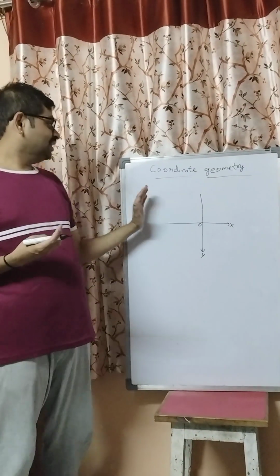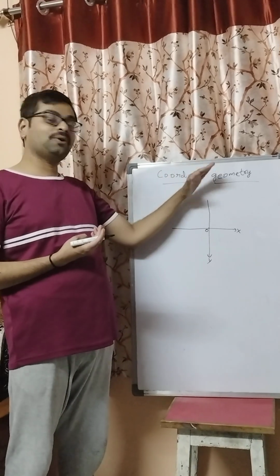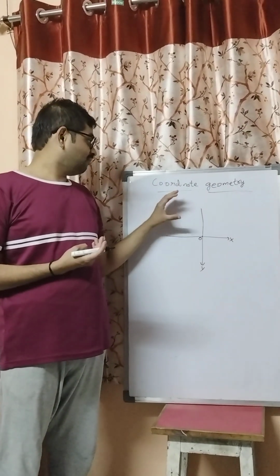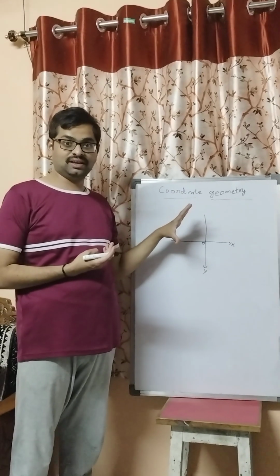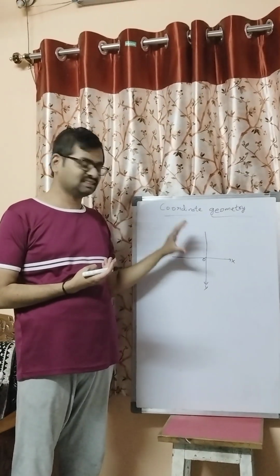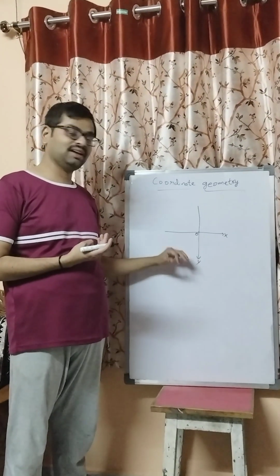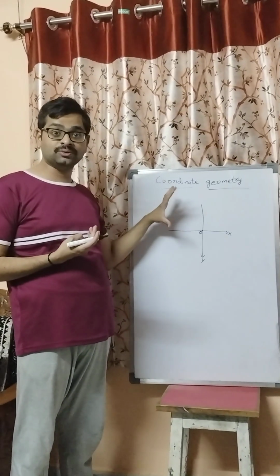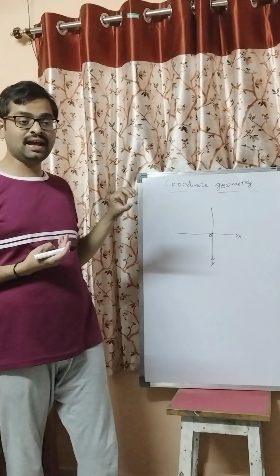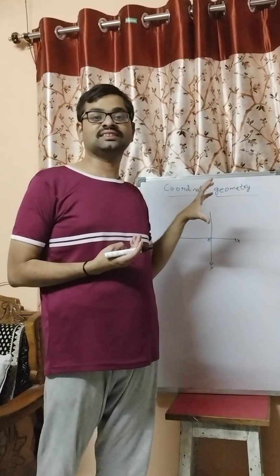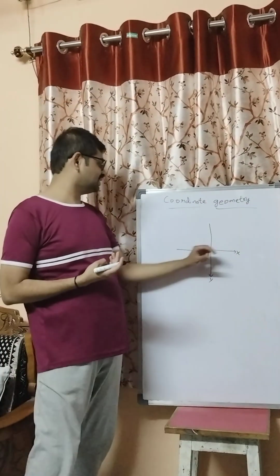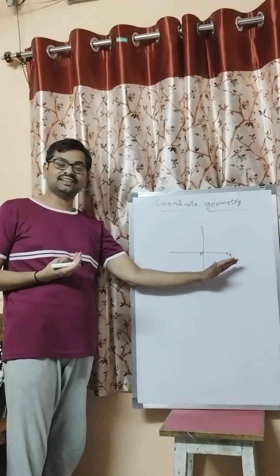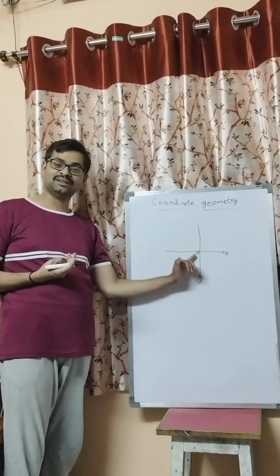What am I telling? If you consider this whiteboard as a Cartesian plane, what is meant by this Cartesian plane? To represent the x-axis and y-axis, or to represent any coordinates, we need a plane, that is nothing but the Cartesian plane. This is the x-axis and this is the y-axis. The point of intersection of the x-axis and y-axis is the origin.